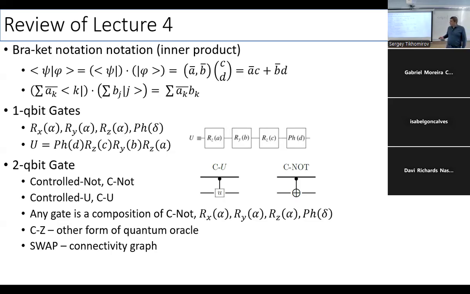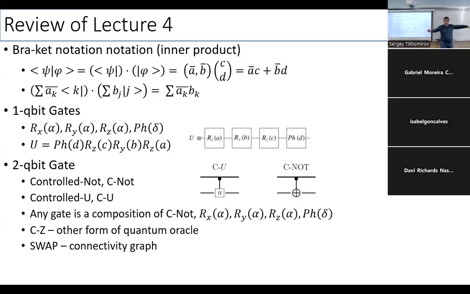I also introduced some other special 2-qubit gates. There was controlled Z, which is another form of quantum oracle. I will discuss it in more detail later when I speak about the Grover algorithm. I also introduced a swap operator, which exchanges the values of 2 qubits. And it is a special operator because it is related to the connectivity graph of a quantum computer.